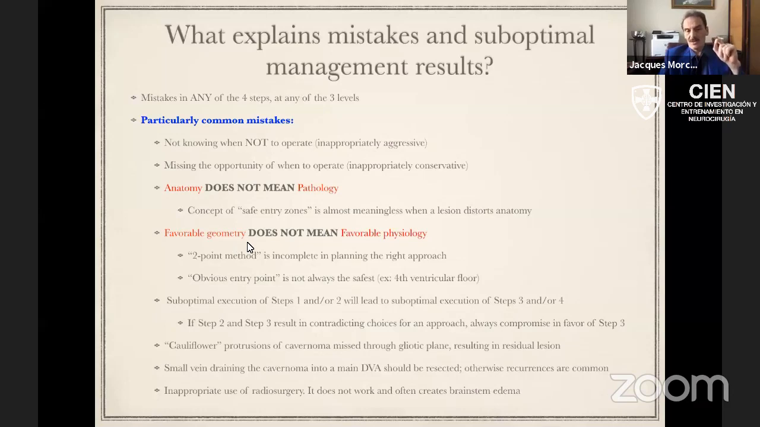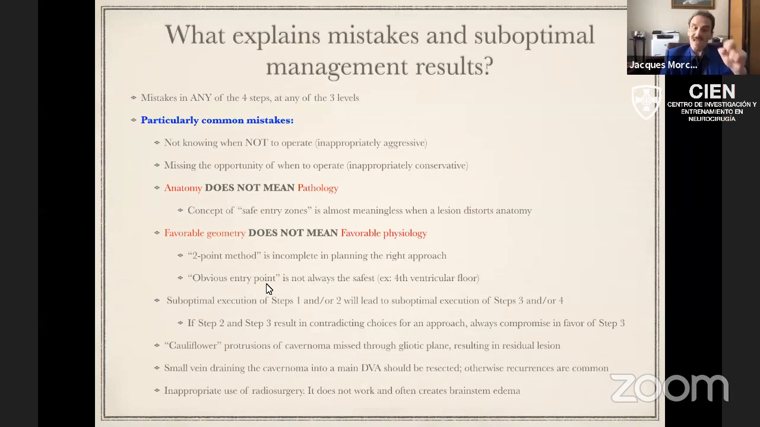Favorable geometry does not mean favorable physiology. For example, the old way of the 2-point method, meaning you choose the center of the cavernoma and you choose another point where it reaches mostly near the surface. You join those two with a line and you say, okay, well, that's the approach. Well, that's an incomplete concept. It's useful, but it's incomplete in planning the right approach.